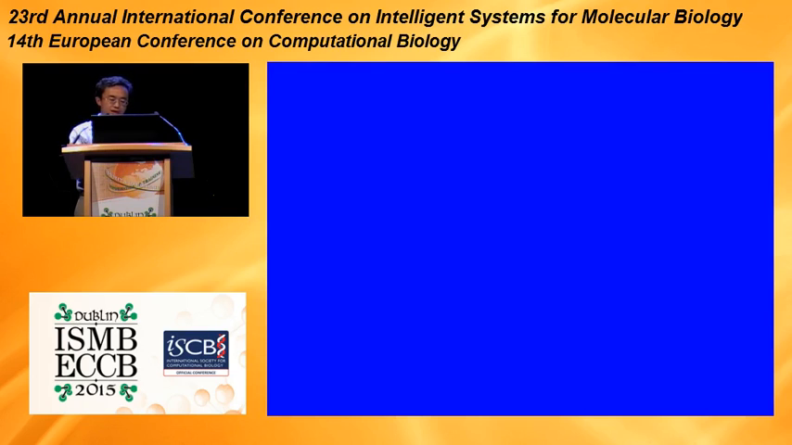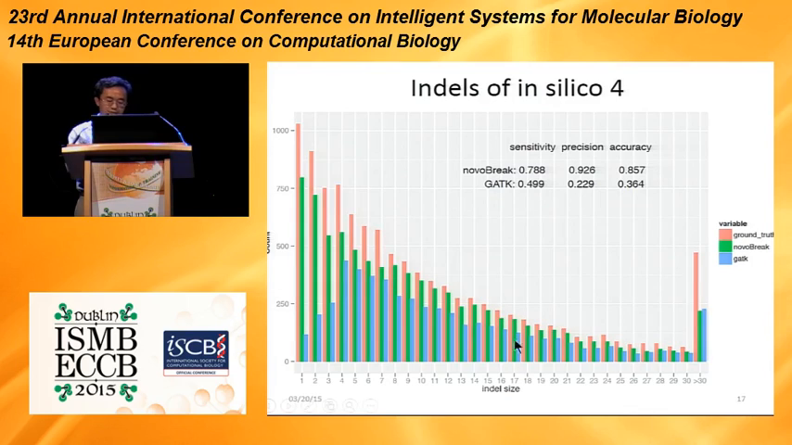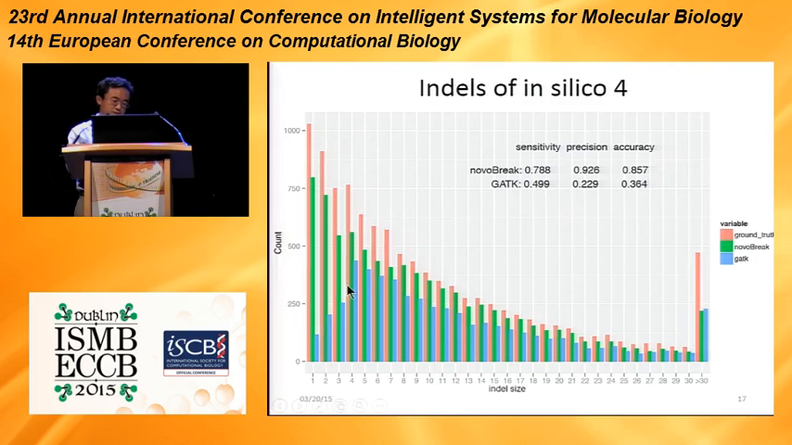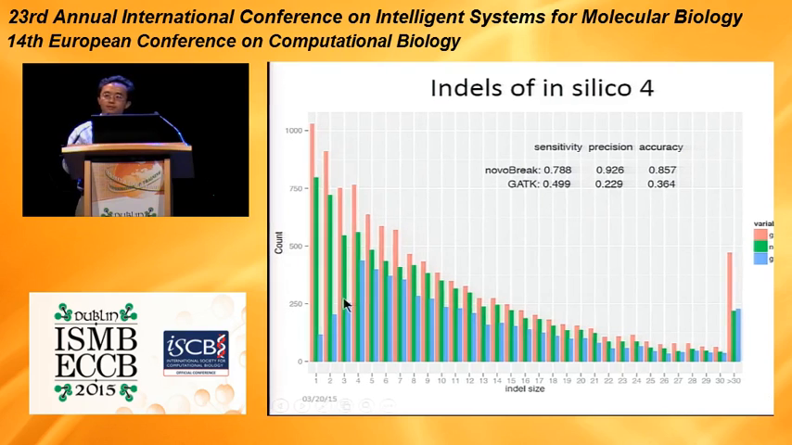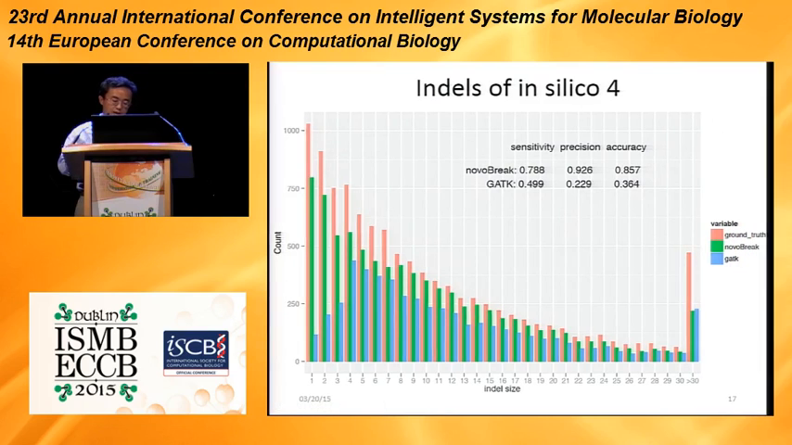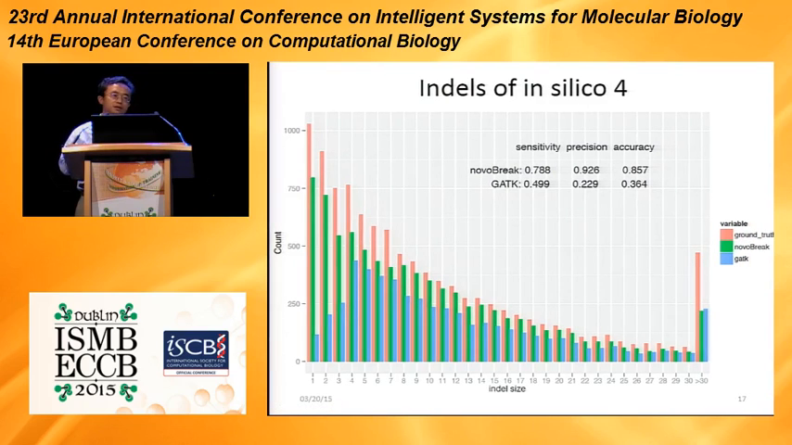As you can see, at every size range from one base pair up to 30 base pairs, we pretty much have a performance gain in terms of sensitivity. Particularly interesting to notice, GATK HaplotypeCaller seems to be very conservative for small indels, 1, 2, 3 base pairs. I think they are trying to be, you know, because that range of indel seems to be noisier in real data. So I think they seem to be overcorrected to some extent.